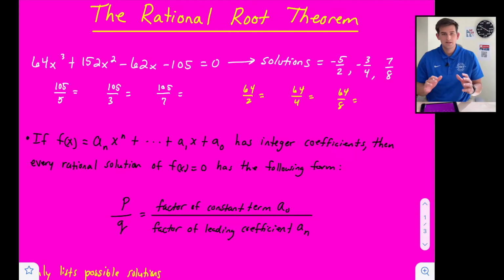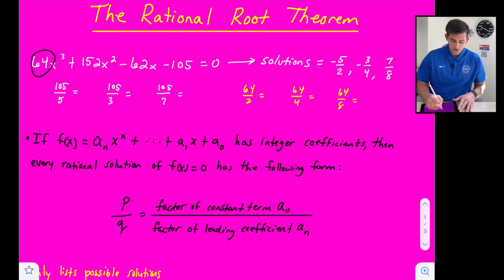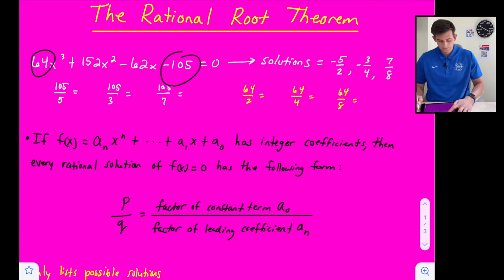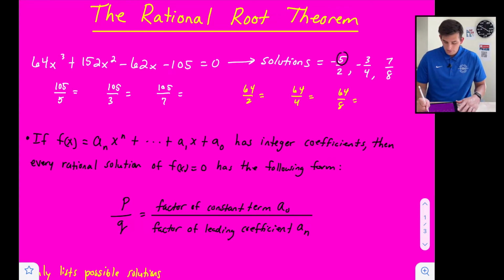Now let's look at these three solutions, and specifically their numerators and their denominators, and let's see what they have in common with the leading coefficient and with the constant term. All right, so now let's look at our numerators. Let's not worry about the negative here, but we have 5, we have 3, we have 7. So if we notice, all three of our numerators are factors of our constant term.